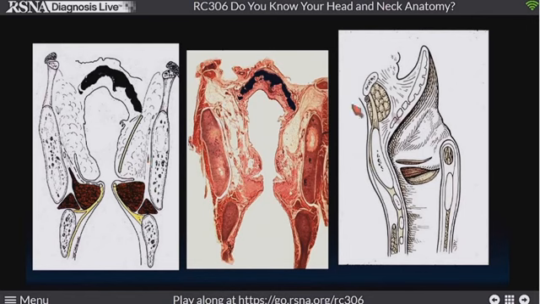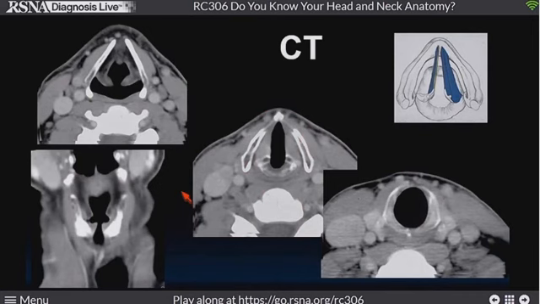Now here is the preepiglottic space. It tends to get more press, but it's really the paraglottic space that I think is the more important one for us to know about, or at least it's important to know it. It is how we navigate. If it's fat, you're above the level of the ventricle.